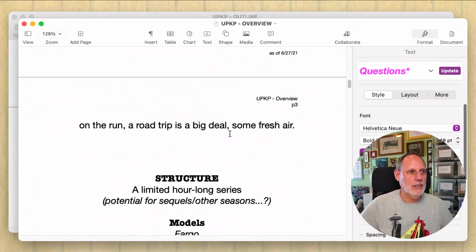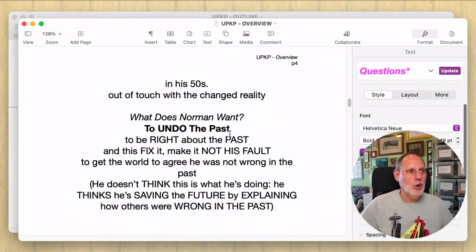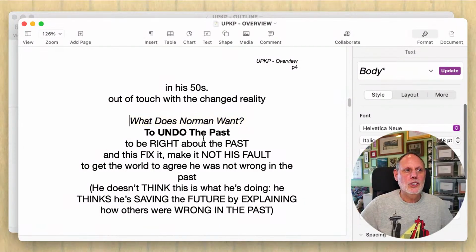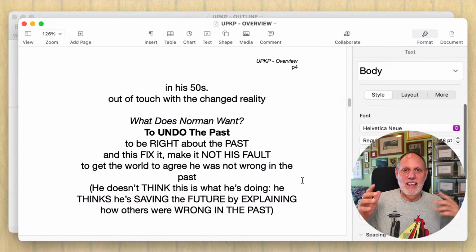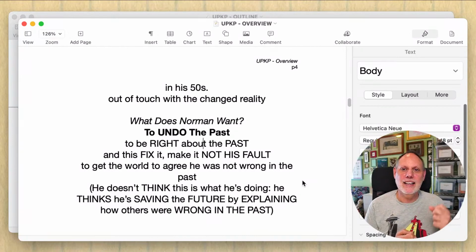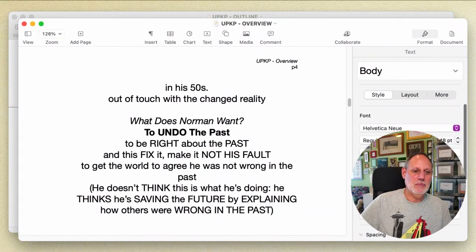Let me see where I wrote it down. Norman. What does Norman want? To undo the past, to not have been wrong. Because let's face it, he's going to tell us about a whole lot of bad relationships, and he's going to tell us about being fired from his job, which admittedly is partly because of times changing, but he's saying they're all bad. So what he's trying to do is convince everyone he meets that it's not his fault. Is that an appealing quality? No, but it might be funny if we can see through him.